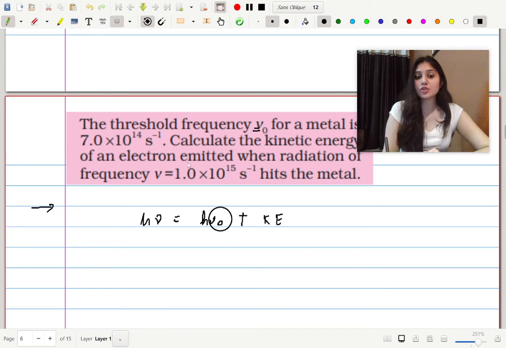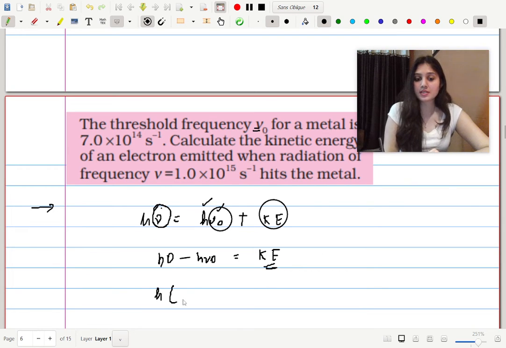Calculate the kinetic energy of the electron emitted when the radiation of this frequency hits the metal. So we know the total frequency, and we know the threshold frequency. H we already know because that's Planck's constant, and this is what we have to find out. So simple mathematics, h nu minus h nu naught is going to be the kinetic energy, which we have to find out, right? H is outside, we have nu minus nu naught as the kinetic energy, right?